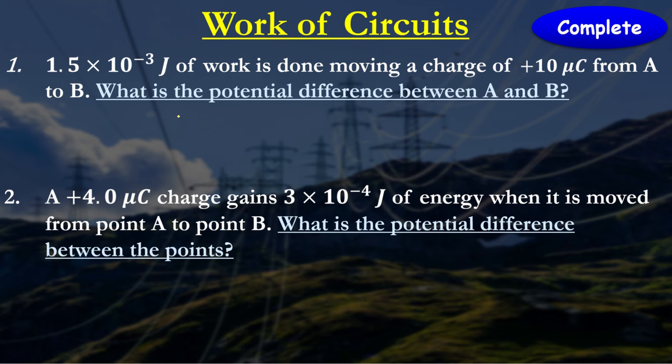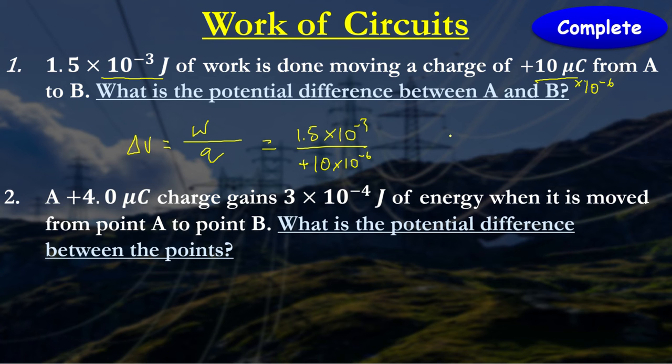Let's have a look at a couple of calculation questions here. We have a circuit which has done 1.5 times 10 to the minus 3 joules of work, and we have a charge of plus 10 microcoulombs. So that's 10 to the minus 6. If we look at the potential difference, we have our work done divided by charge, so that's 1.5 times 10 to the minus 3 divided by 10 times 10 to the minus 6. Now we're going to put a positive here because it is a positive charge, so that's the amount of potential difference we have created from A to B.